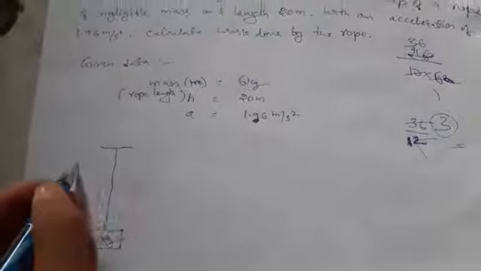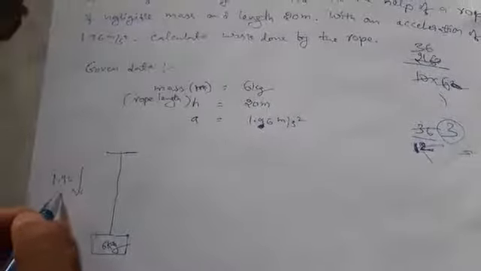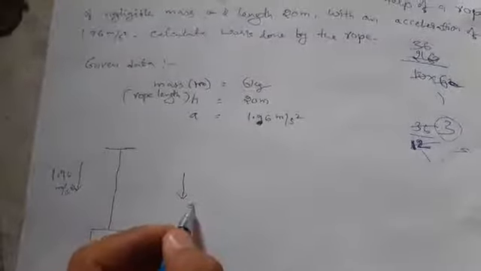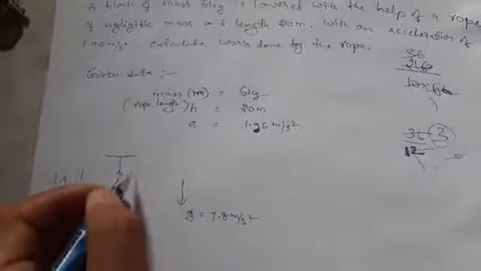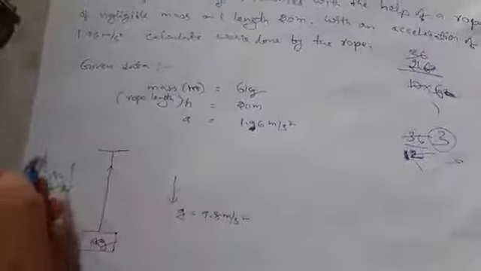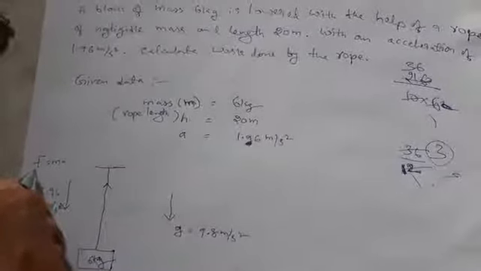This is a rope. This is a block of 6 kg. It is moving down with acceleration of 1.96 meter per second square. Acceleration due to gravity also acts towards down, that is g is equal to 9.8 meter per second square. Tension force acts upwards, and F is equal to ma is a net force.